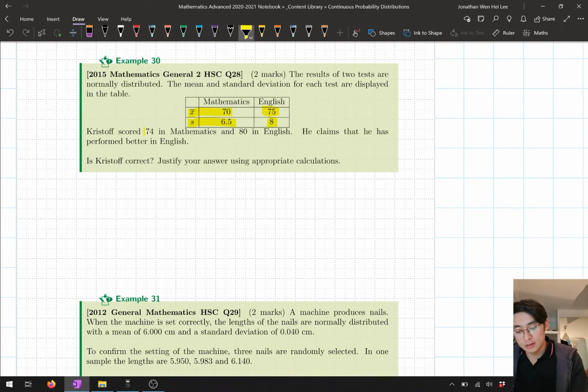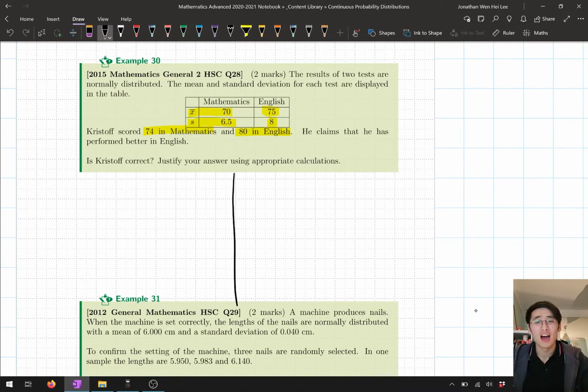Christoph scored 74 in mathematics and 80 in English. He claims that he has performed better in English. Is he correct? So what we can do is we can use that formula to actually convert these into Z-scores. The Z-scores tell me how well I perform. So if I have a high Z-score, that means I'm much higher above the mean. So let's actually do that for both of my scores, mathematics and English. So what we need to do is we need to use that formula.